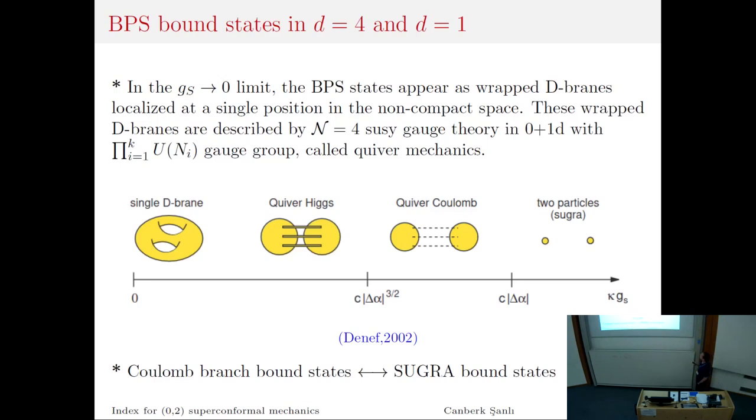So maybe to explain the picture a little bit, let's say that we are starting from this two-centered solution. Gs is the string coupling constant, and once we lower it, we first arrive at the Coulomb branch description, where we still have the bound state of these D particles, and further lowering it, we have the Higgs branch description, and then finally at very low string coupling constant, these are just a coincident stack of D-branes.